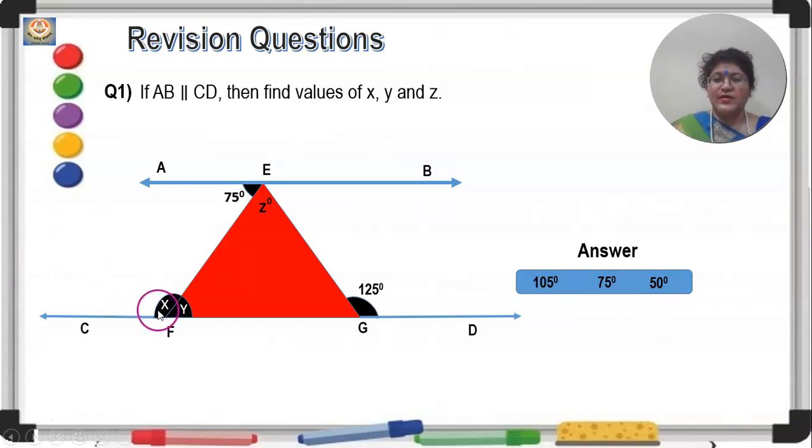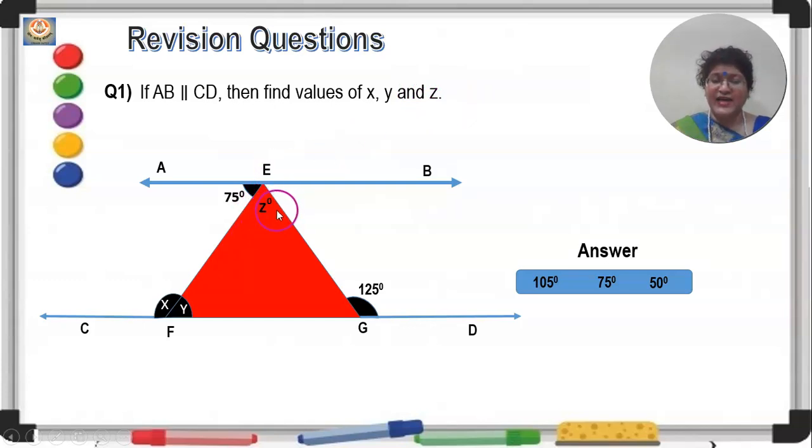Now, the relation between X and Y, these two are angles in a linear pair. You already know that Y is equal to 75 degrees. Therefore, X will be 180 minus 75. You will get the value of X as 105 degrees. Now, how do you find out the third value, that is Z?